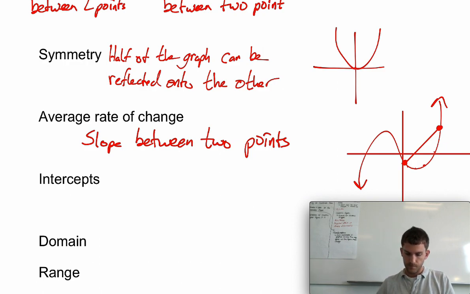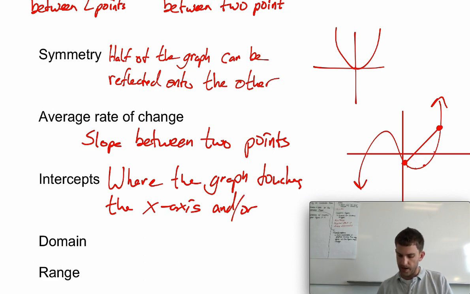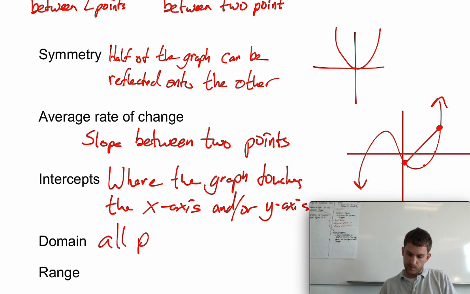Intercepts. Intercepts are where the graph touches the axes. And let's be a little more specific. So where the graph touches the x-axis and/or the y-axis, because it doesn't always have to touch both. Sometimes you get a graph that touches only the y-axis but never touches the x-axis, or sometimes it touches both.